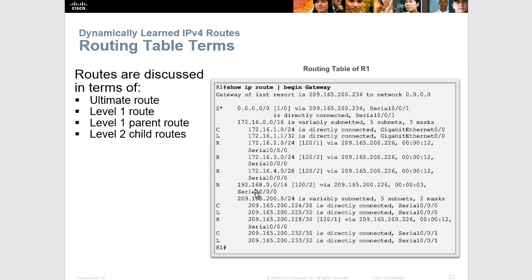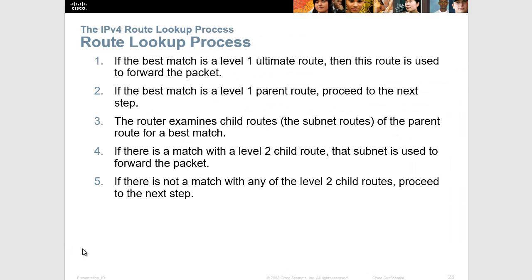If there's not a match for that, it's going to look at your level 1 parent routes and see if there's a match there. If the best match is the level 1 parent route, then it's going to look in its child routes to see if there's a match there as well. So that's what you'll see on the slide. We'll proceed to the next step. It examines the child routes of the parent route for a best match.